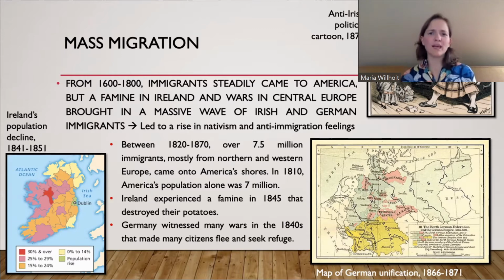They speak a foreign language. Their religion is weird. They're not the typical Protestants that we like. They're not the typical British that we like, or European. And a lot of these Germans and Irish were seen as dirty, kind of gruff, kind of ugly.